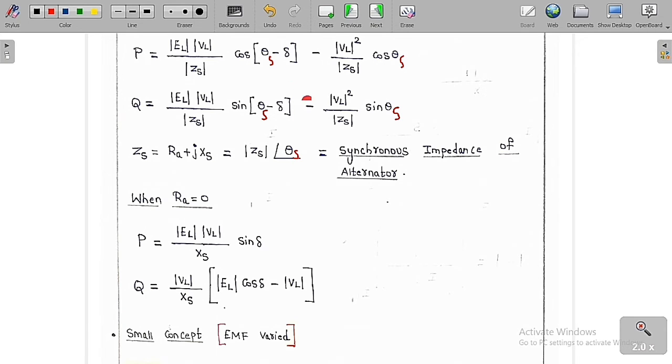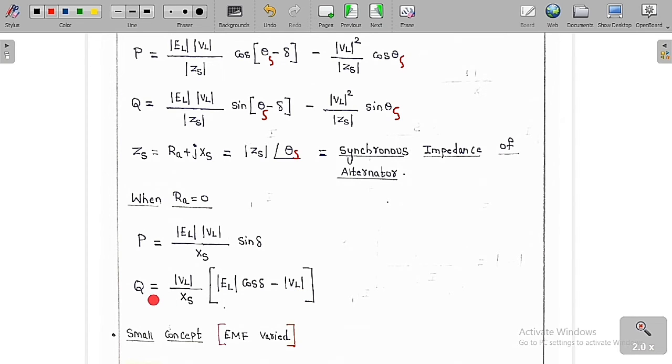So if I substitute all these things here, cos 90 is equal to 0. So cos of 90 minus delta is nothing but sin delta. So we are going to get P is equal to mod of EL by XS into sin delta. This is the active power which is being sent whenever RA is equal to 0, and Q is equal to mod of VL by XS mod of EL cos delta minus mod of VL.